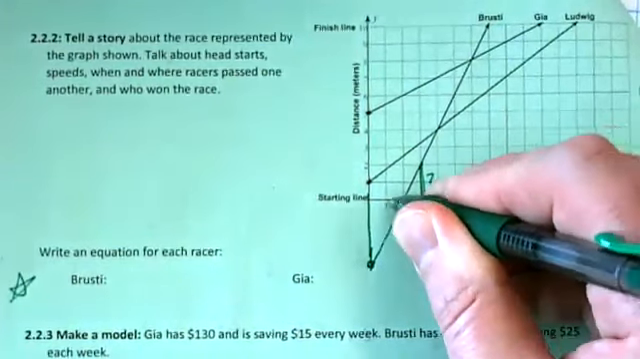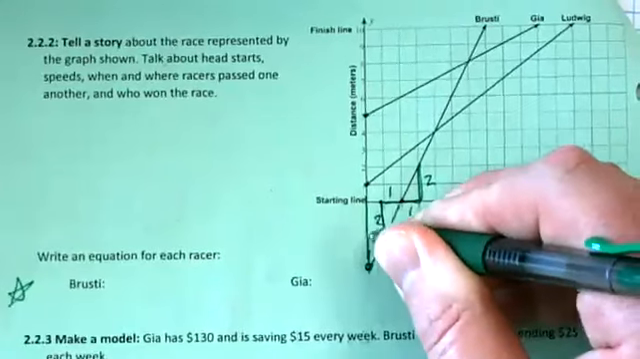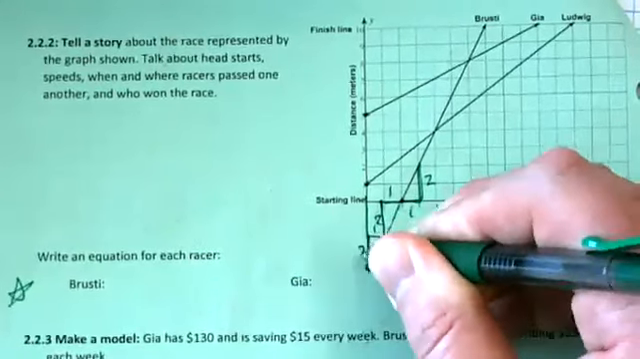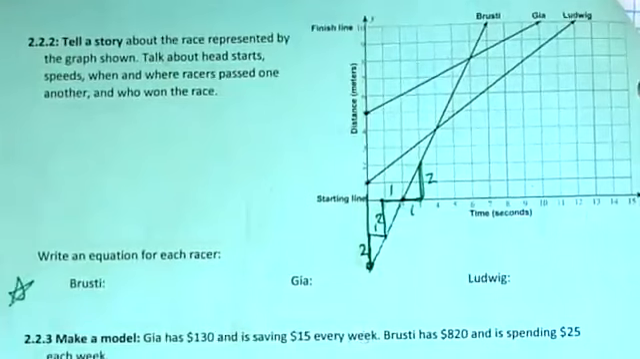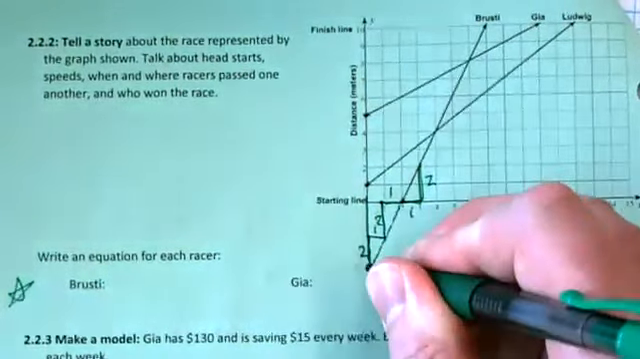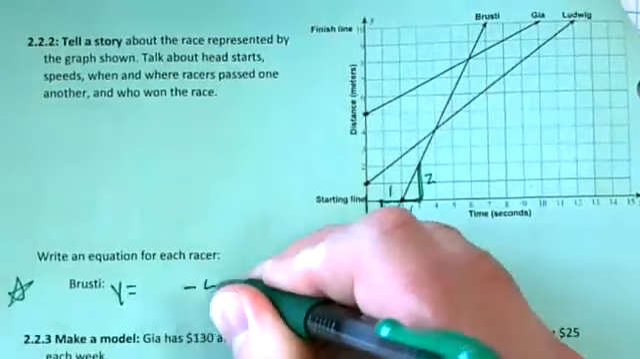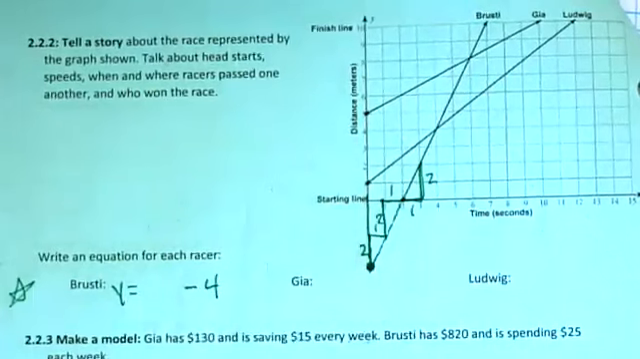So if I go over 1, I would go down 2. And if I went over another 1, then I would go down another 2. So that's -4. Yeah. So this is happening at -4. So I know my y-intercept is -4. That's going to go at the end of my equation. And then the slope and the x value go at the beginning.